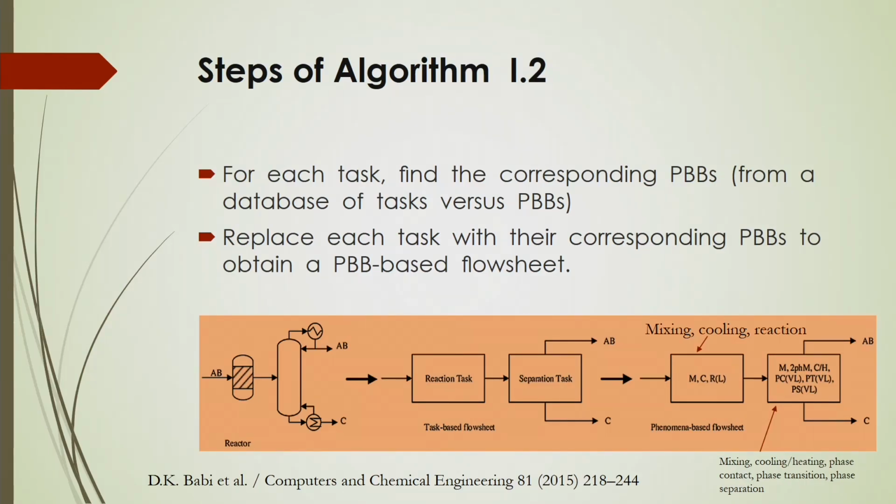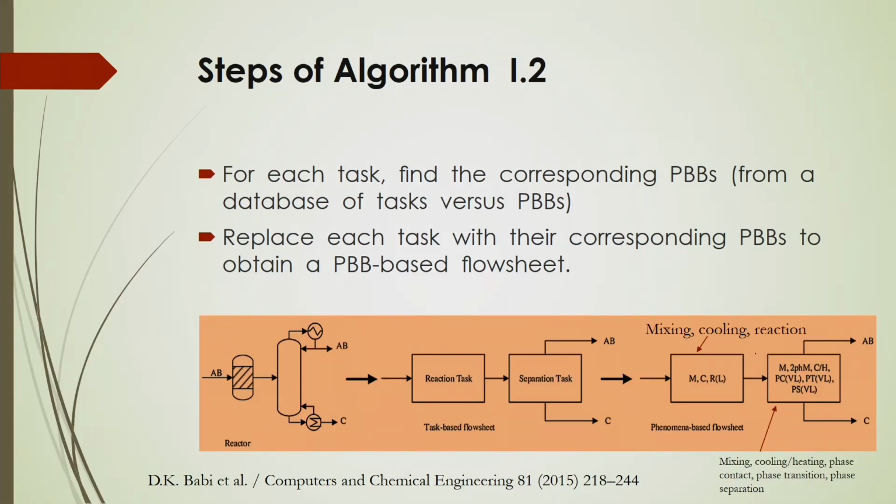In this case, for each task you have to find the corresponding PBBs, that is phenomena based building blocks, from the database of tasks versus PBBs, and then you have to replace each task with their corresponding PBBs to obtain a phenomena based building block based flow sheet there. Here in this case it is given in the slides, according to Babi et al. in 2015, that there is a reactor, after that there will be separation, and in this case the task based flow sheet is the reaction task, and then there will be a separation task.